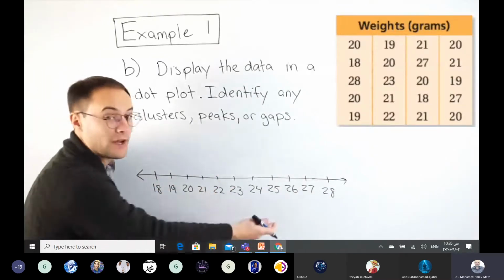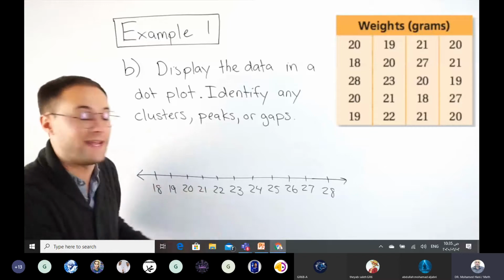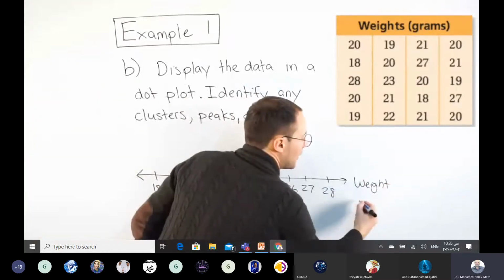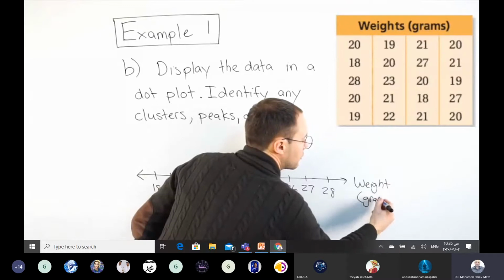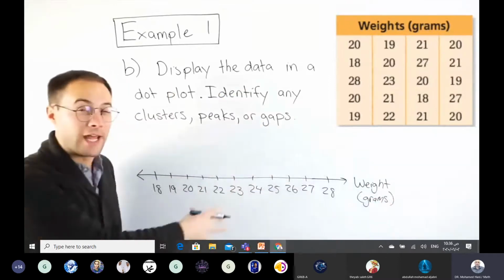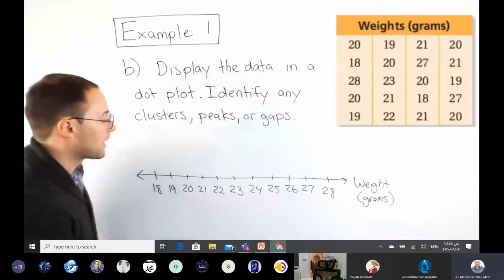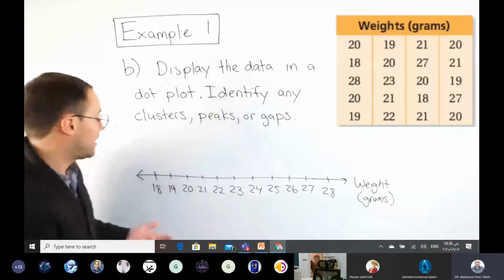I need to label what these values mean. So these were all weight. So I'm going to label that over here to the side: weight, and that was in grams. Really important to label. Don't forget that, or else nobody's going to know what those values represent. And then we just look at the data and put dots.